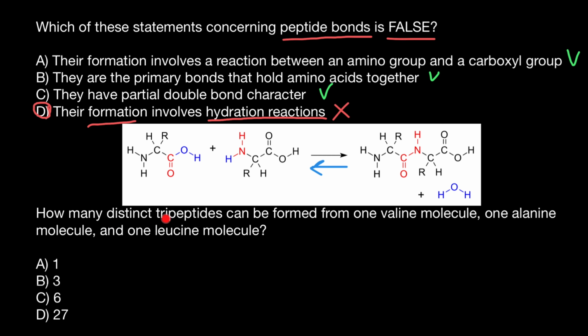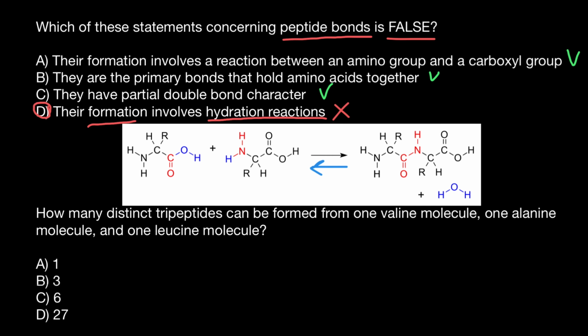Take a look: how many distinct tripeptides can be formed from one valine molecule, one alanine molecule, and one leucine molecule? The common mistake would be to think as follows. First, I'm going to show you the wrong answer, and then I'm going to show you how to solve this problem, so how to get the correct answer.